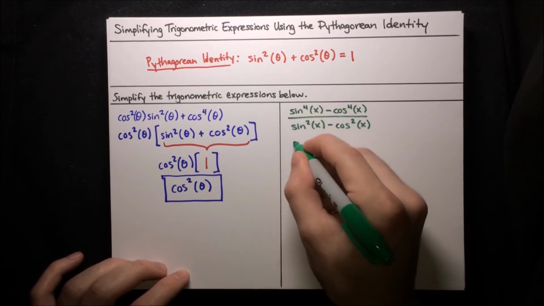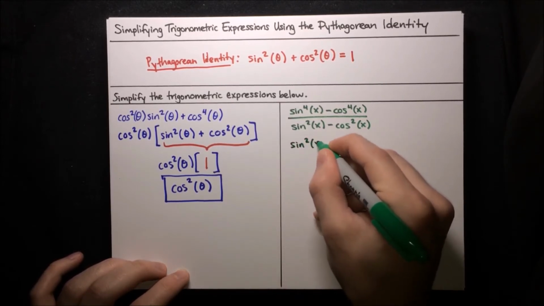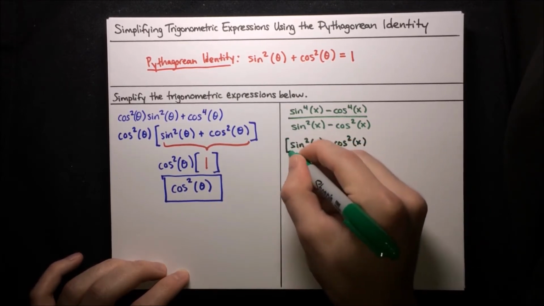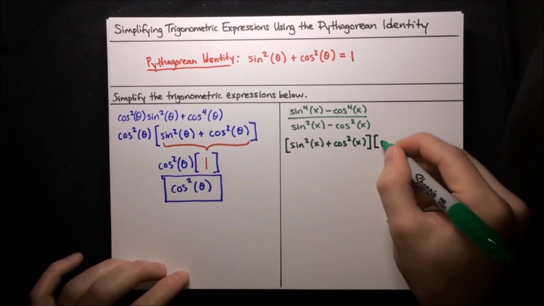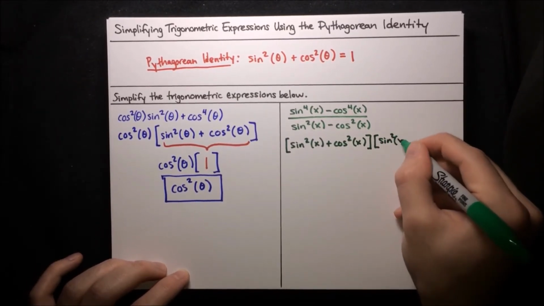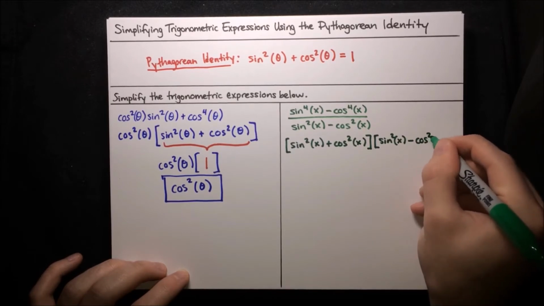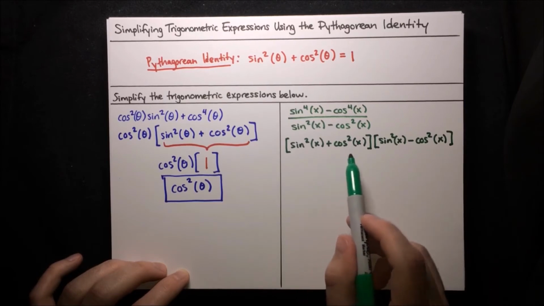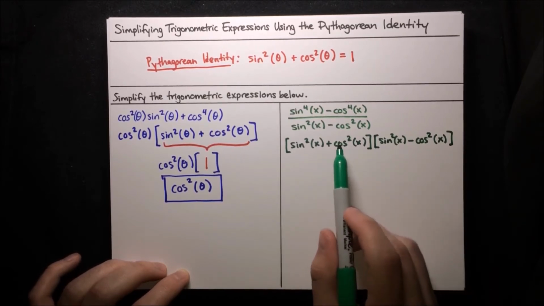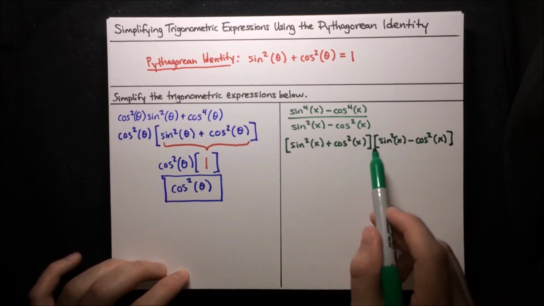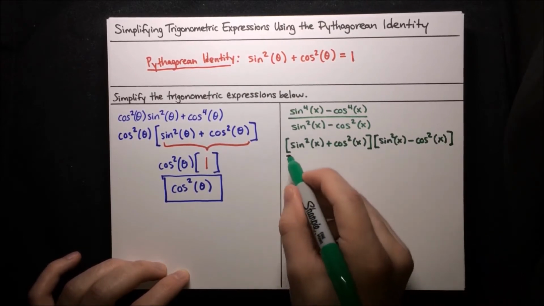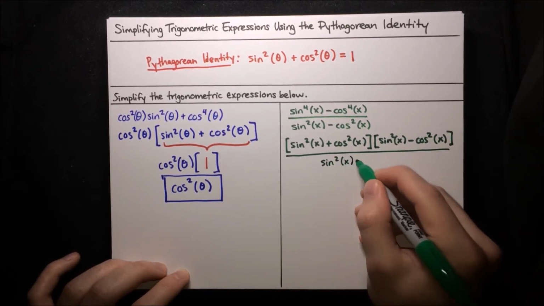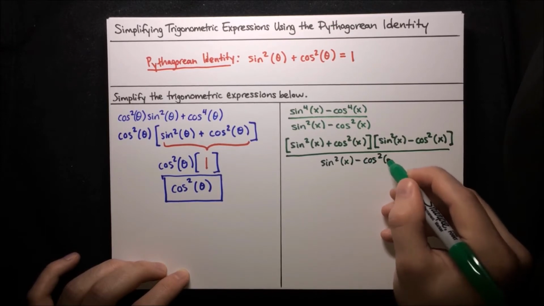So the numerator will become sine squared of x plus cos squared of x, that times the same thing but with a minus, sine squared of x minus cos squared of x. And that'll give us our sine to the fourth minus cos to the fourth, with middle terms canceling out. And we could factor the denominator, but one thing that jumps out at us is this factor right here in the numerator is exactly the denominator. So let's just keep the denominator as is. We'll just write sine squared of x minus cos squared of x.